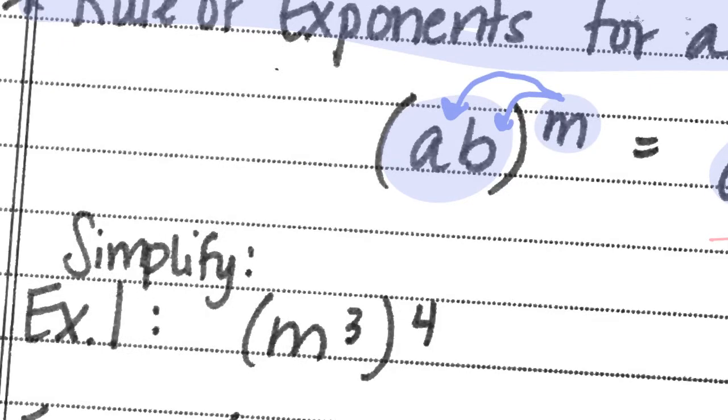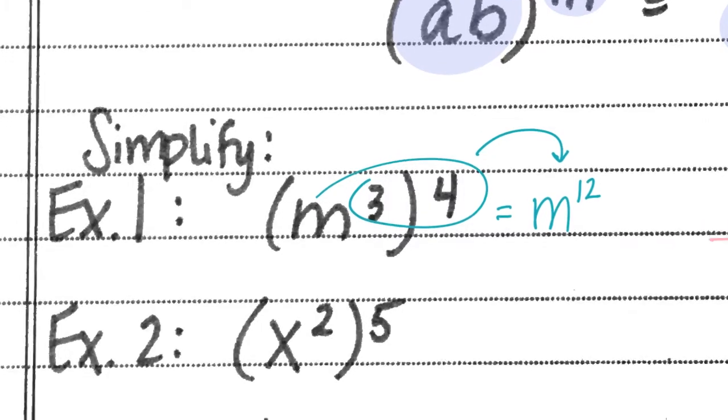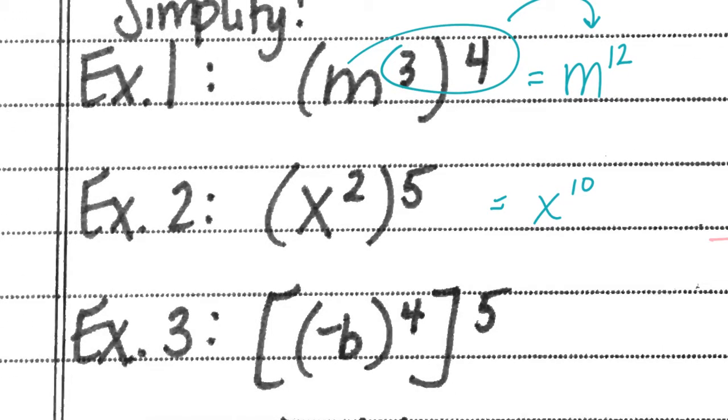All right, we have m to the third, all of that to the fourth power. Let's go back to our rule. When I have a power to a power, I multiply. 3 times 4 is 12. x squared, all of that to the fifth power, that is going to be x to the 10th. Well, the next one's a little tricky. That's funny that they would throw that at us so quickly.